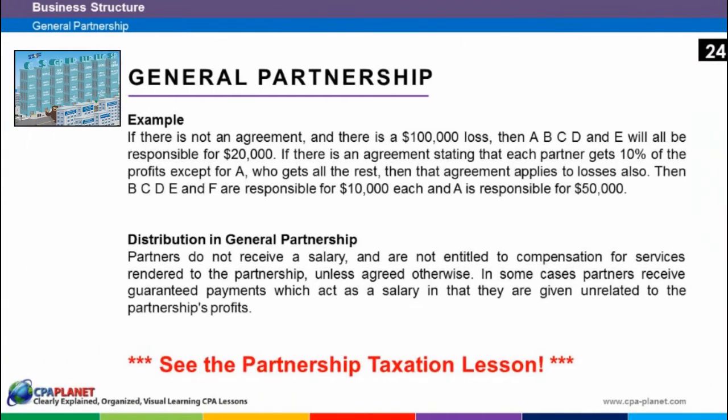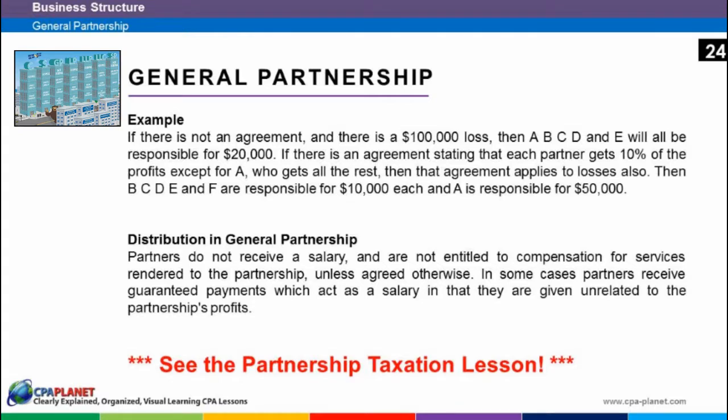Example: if there's no agreement and there's a $100,000 loss, A, B, C, D, and E will all be responsible for $20,000. If there's an agreement stating that each partner gets 10% of the profits except for A, who gets all the rest, then that agreement applies to losses also. Then B, C, D, and E are responsible for $10,000 each, and A is responsible for $50,000.